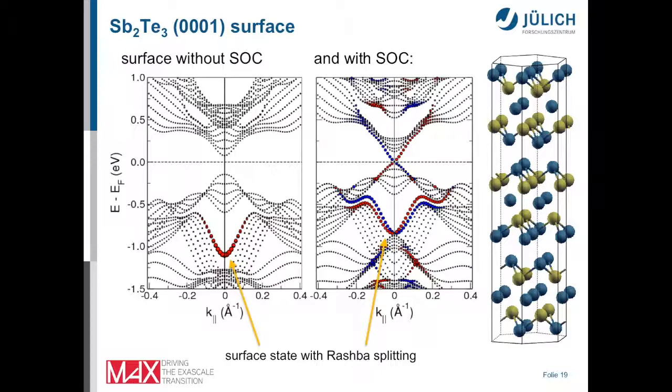Another example, here in this antimony telluride surface, you see a surface state without spin-orbit coupling, and if you switch on the spin-orbit coupling, then it shifts a little bit up, and you see in red and blue that it is spin split again, as you would expect when you turn on the spin-orbit coupling.